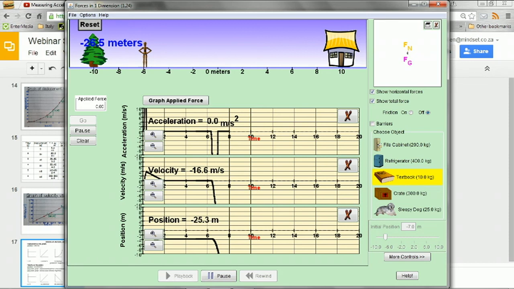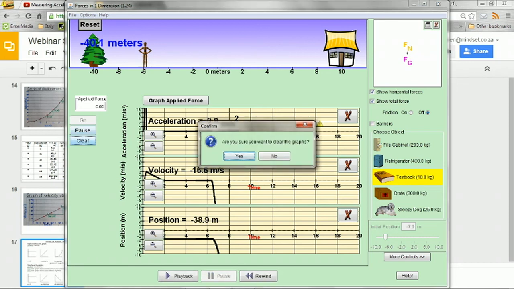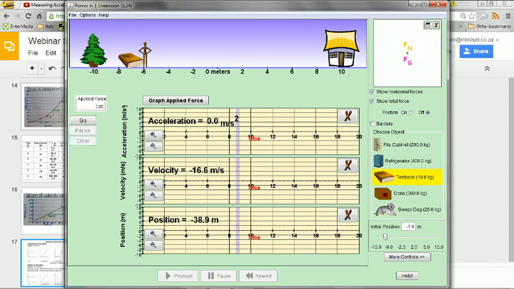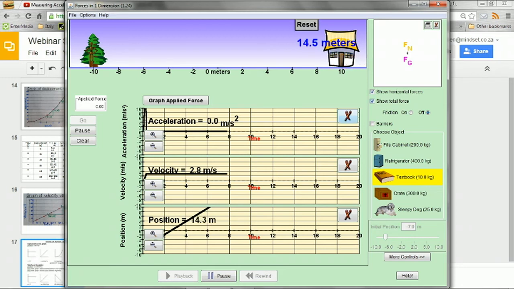Let's just put that book back. Clear, reset everything. Yes. Okay, and I want my friction off. Now I'm going to apply a force and see what comes out of that. Of course, if it's a frictionless environment, it'll carry on going forever at the identical velocity. And look how nice that is. And then put friction in and play with that a little bit.